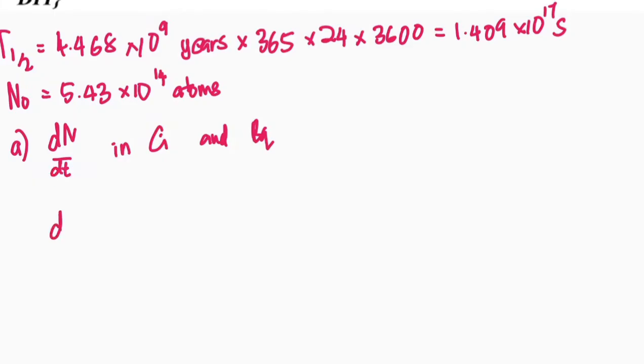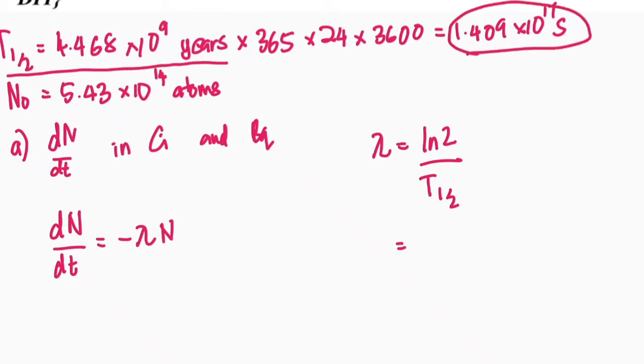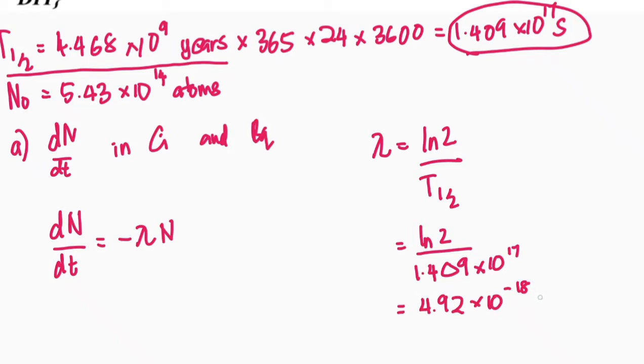In the previous video, I explained the equation for dN over dt, and that will be negative lambda N. But the problem is, we don't have lambda, which is the decay constant. But we can get that using another equation, which is lambda equals ln 2 over t half. Okay, we're going to use this one. And since we do have the t half, that will be this much. Okay, let's put it in. And we can get 4.92 times 10 to the negative 18 per second. So don't forget, this is the unit for the decay constant, per second.